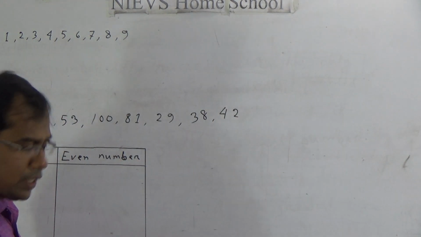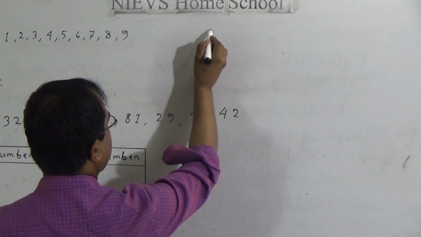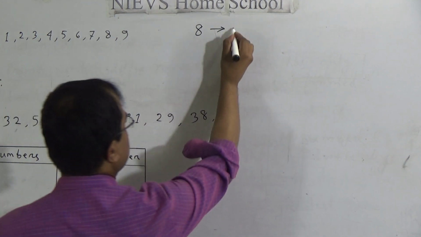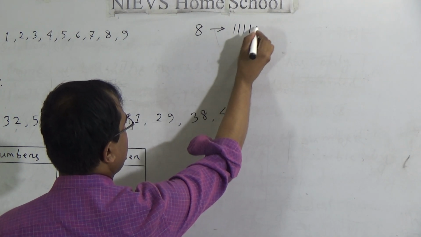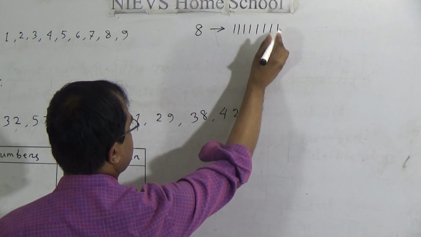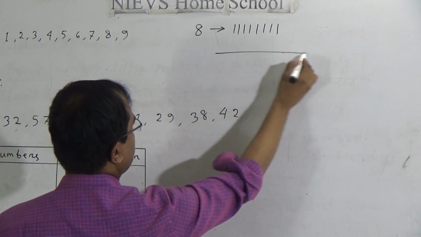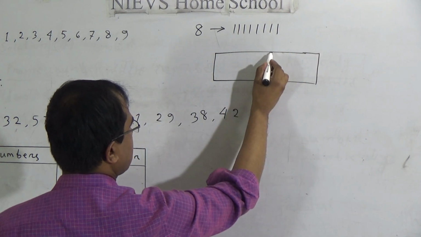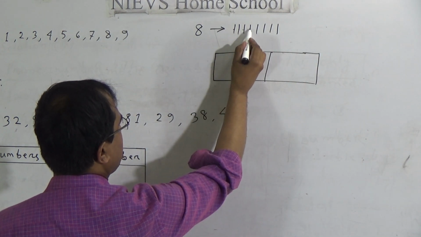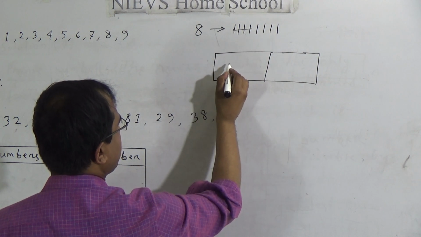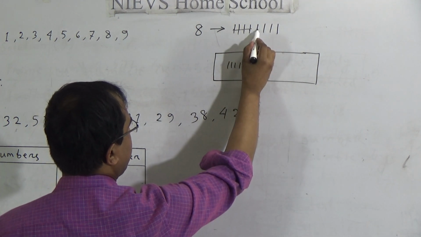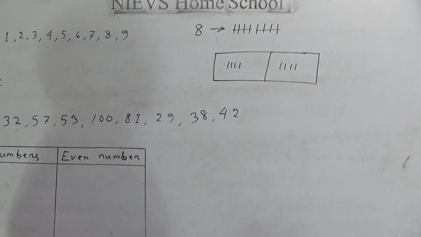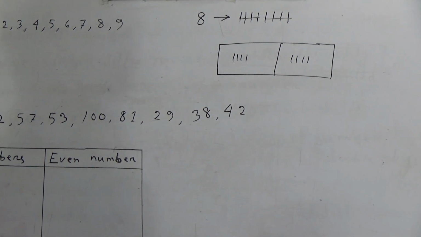Now again we consider the number 8, and we can denote this 8 by 8 sticks, 1, 2, 3, 4, 5, 6, 7 and 8. And now we will divide this 8 into two equal parts. Here 1, 2, 3, 4. We can take these 4 sticks in this part and another 4 sticks in this part. That means we can divide 8 into two equal parts. So 8 is an even number.